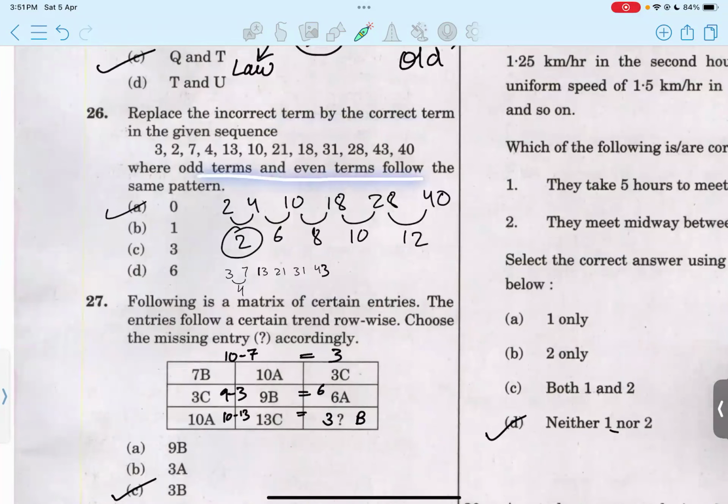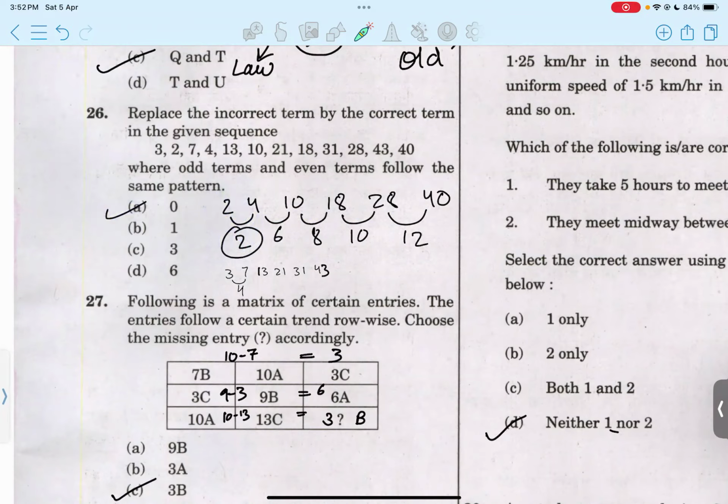In 26, you have to replace the incorrect term by the correct term in the given sequence, where odd terms and even terms follow the same pattern. The same pattern is important. So you can separate the even terms and the odd terms. In the even terms, you will see the differences are 6, 8, 10, 12. In this case, it starts from a gap of 4. Then we have 6, 8, 10, 12. So you can see number 2 is incorrect. It should have a gap of 4 instead of 2. So when we have 0 over here, you will see there will be a gap of 4. So the right number should be 0.